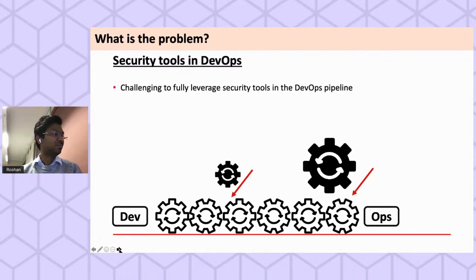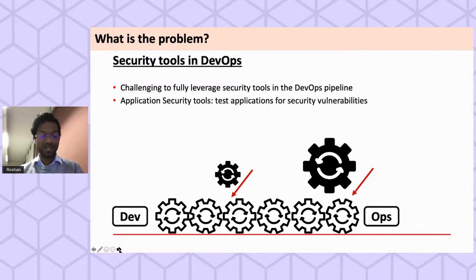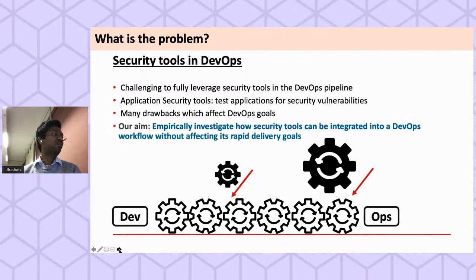One of the main challenges that practitioners are facing with this paradigm is to integrate security tools into this pipeline smoothly. This is the problem area that we are trying to address, and the focus here is application security tools. As the first two presenters also touched on, these tools are very useful in terms of detecting security vulnerabilities. But the problem is that when these tools are integrated into this DevOps pipeline, many studies and many practitioners report that there are many drawbacks that affect DevOps goals, like deployment frequencies. So the aim of our study is to empirically investigate how these tools can be integrated into a DevOps workflow without affecting its rapid delivery goals.